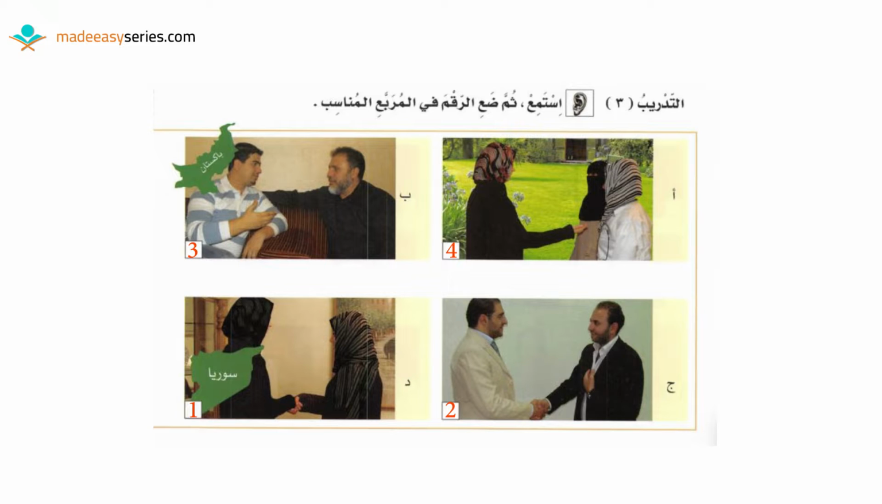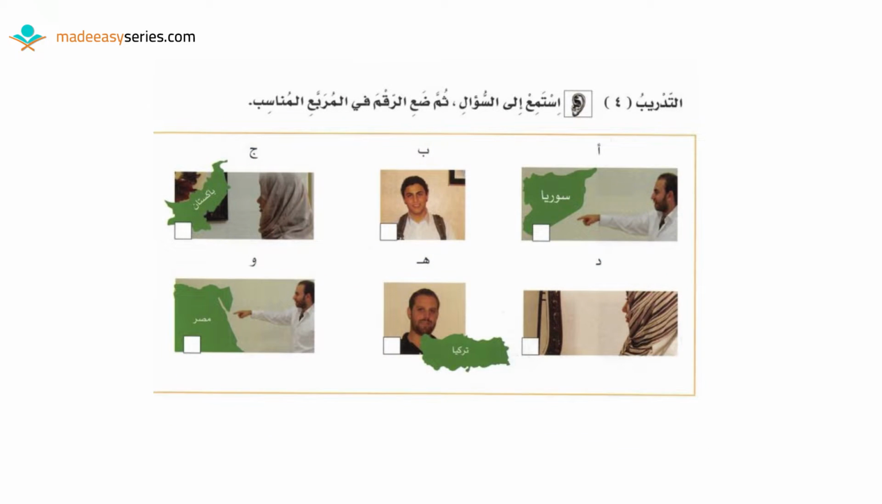Now let's move on to the next exercise. It says التدريب الرابع, the 4th exercise is استمع, which means listen, إلى السؤال, to the question, ثم ضع الرقم, then put the number في المربع المناسب, in the appropriate box. In front of us, there are 6 pictures which represent 6 different questions. What we're going to do is to listen to the 6 questions. What you're going to do is to put the number inside the box of the picture that matches the question.